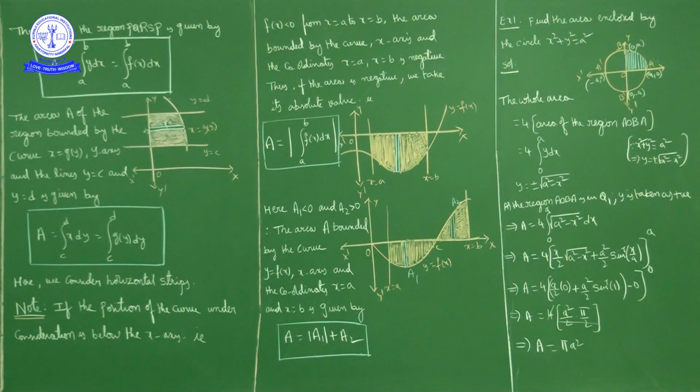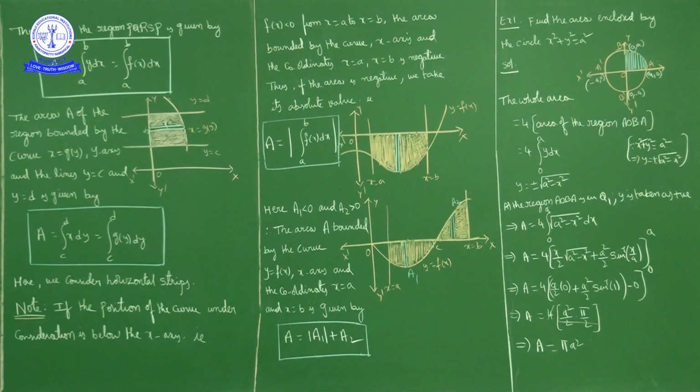Suppose the curve is completely above x axis between the limits x is equal to a and x is equal to b, its area is integral a to b y dx or integral a to b f of x dx. Suppose the curve is given as x is equal to g of y form and y limits are given. In such case, area is equal to integral c to d x dy or integral c to d g of y dy. Now if the curve is completely below x axis, now what will we take?